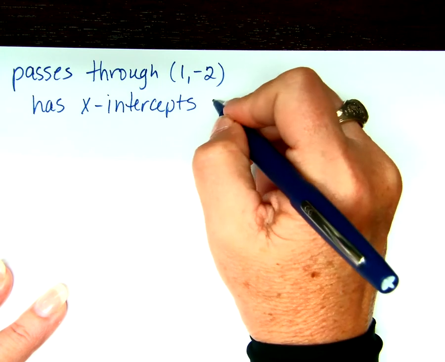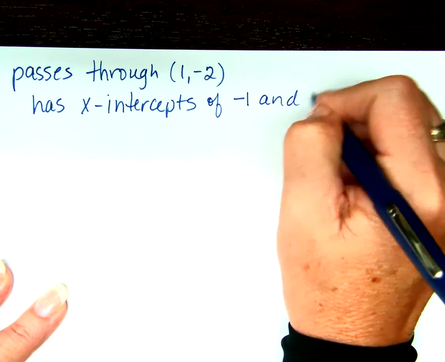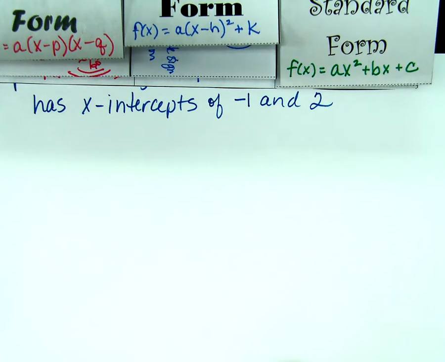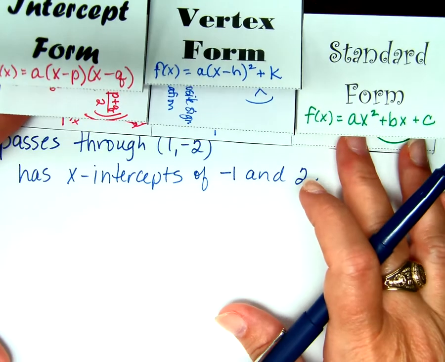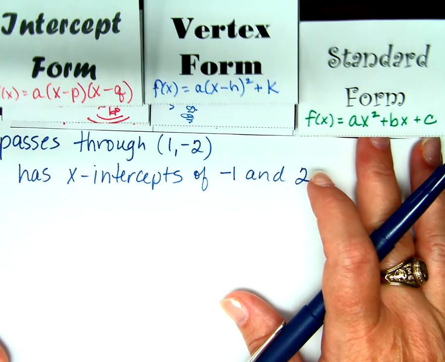And has x-intercepts of -1 and 2. Ooh, this is a little different, yes? We still going to use vertex form? Oh, that wouldn't really make any sense, right? Because I don't even know a vertex, do I? But what do I know?